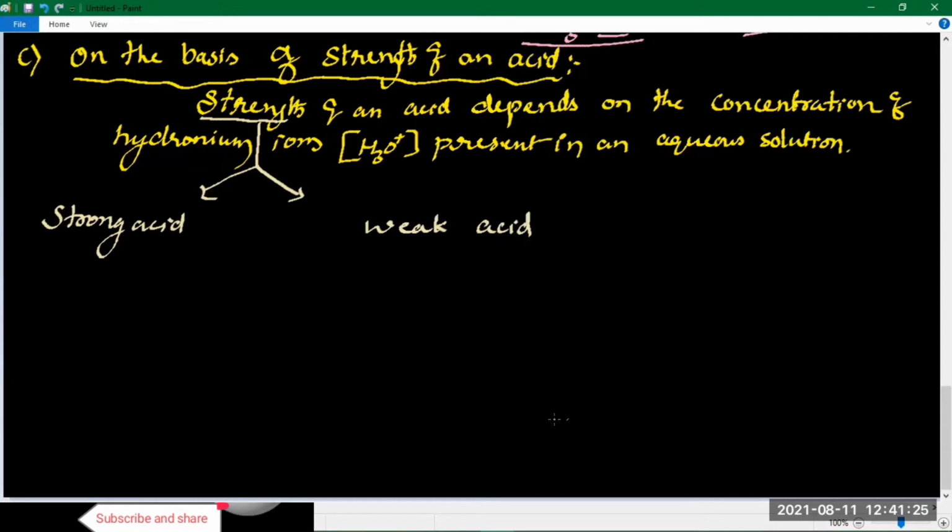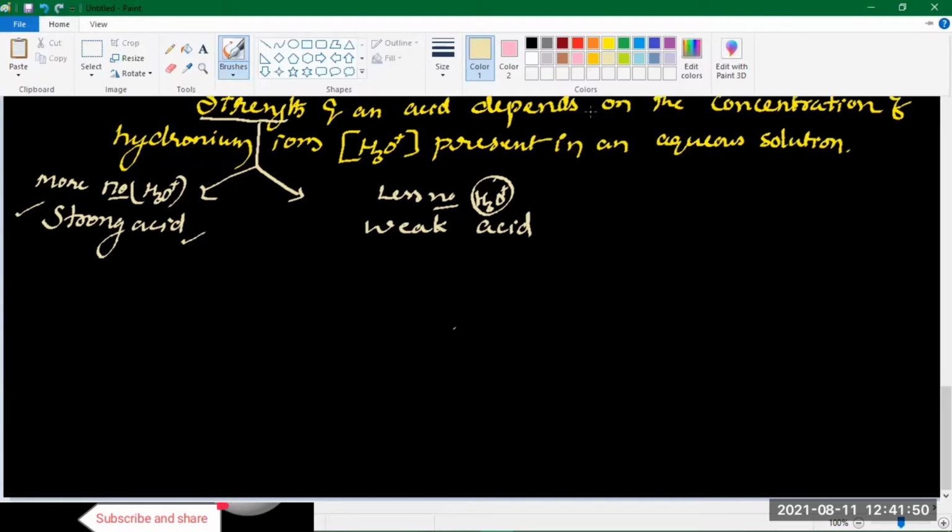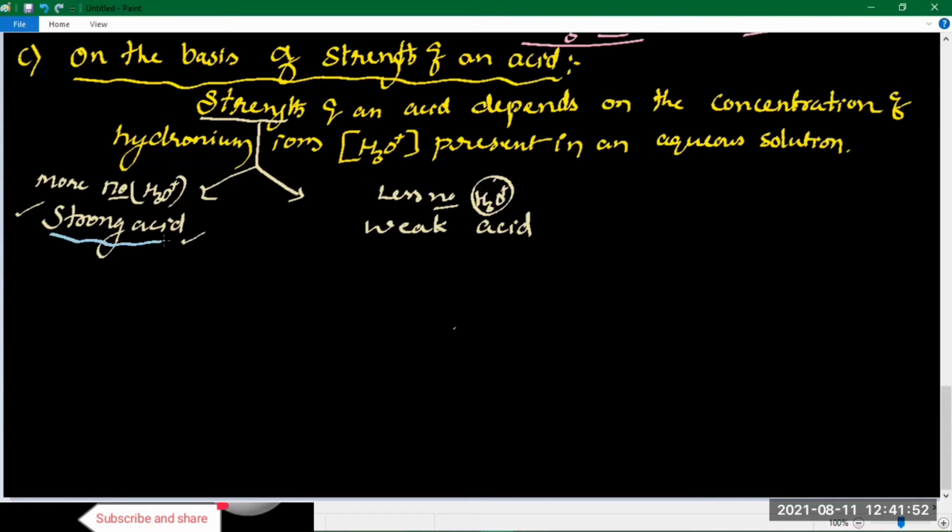So strength always depends on the number of ions. If more H3O plus ions are there, then that is what we call a strong acid. If we have very few H3O plus ions, that is what we call a weak acid. The strength is very low here, or very high here. Okay, now let's start with the definition of a strong acid.